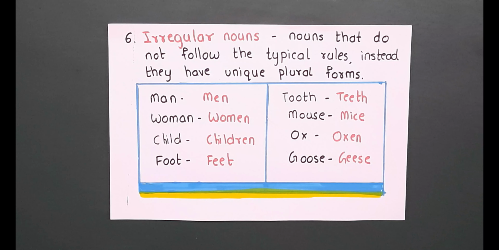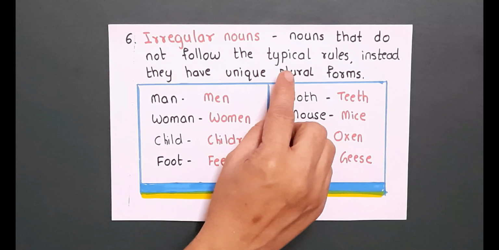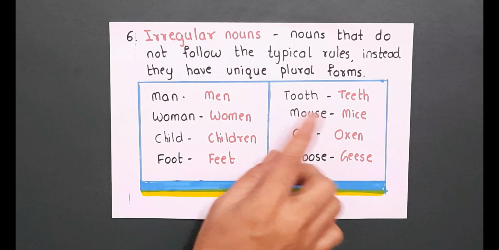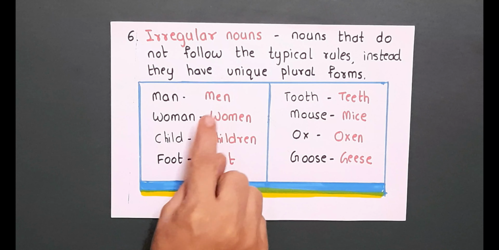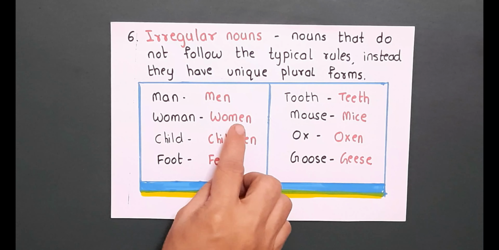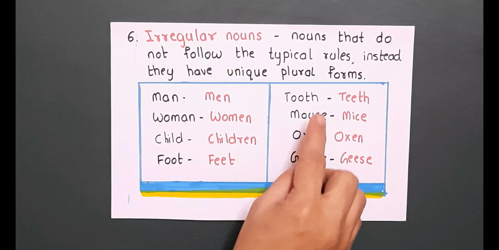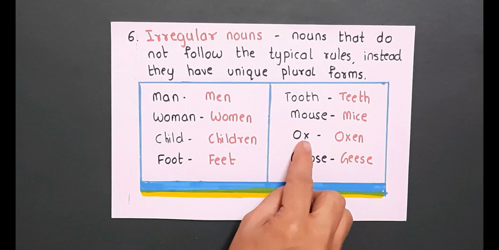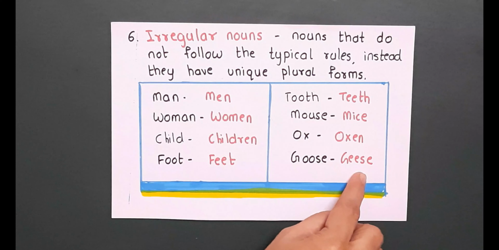Regular nouns are those nouns which follow the typical rules. Therefore, irregular nouns will not follow those typical rules. Instead, they will have their unique plural forms. Like man will become men. The plural of woman is women. Child, children, foot, feet, tooth, teeth, mouse, mice. Ox plural is oxen and goose plural is geese.